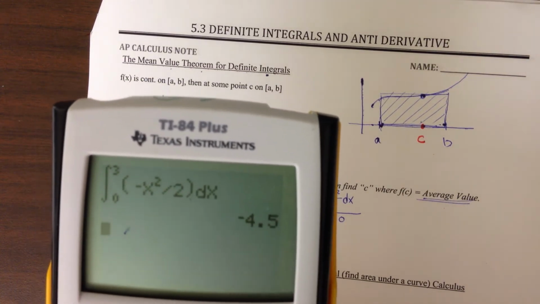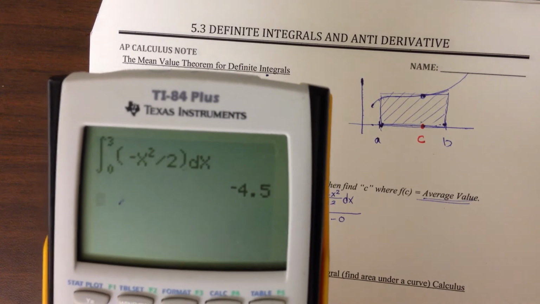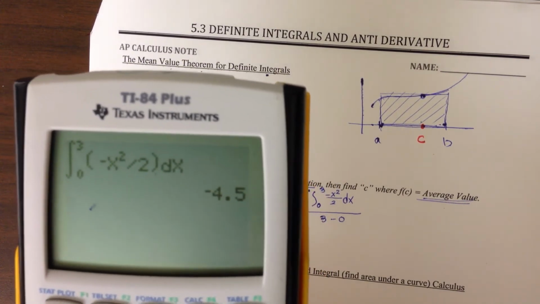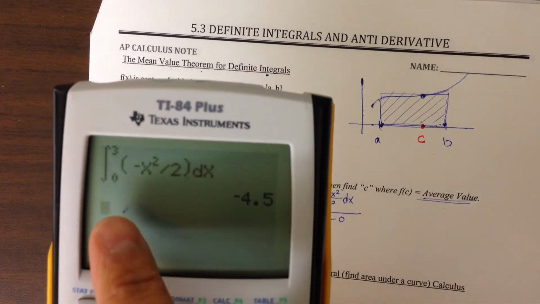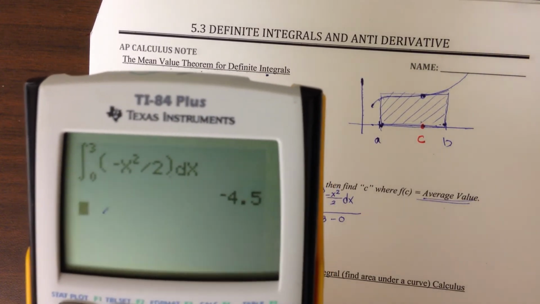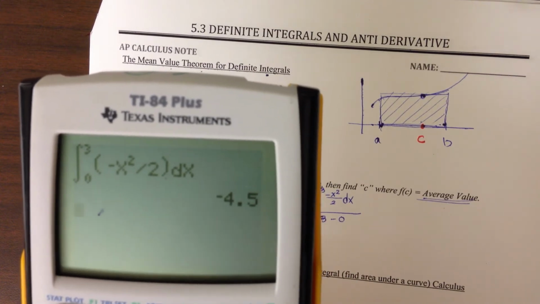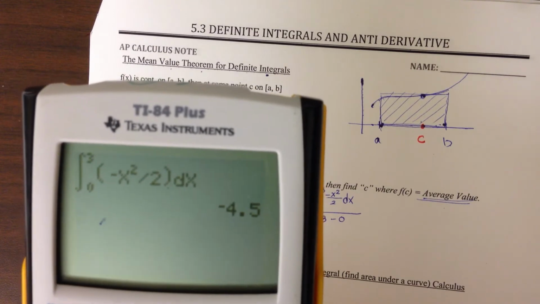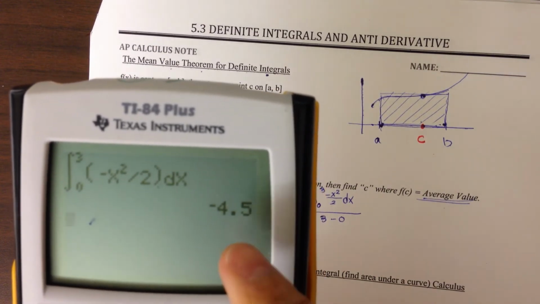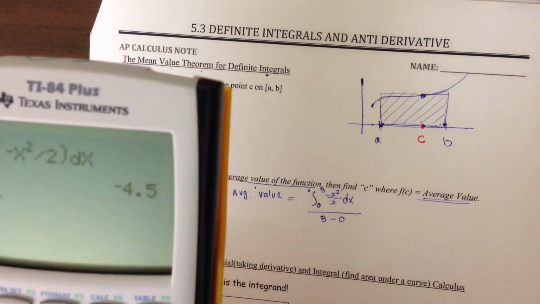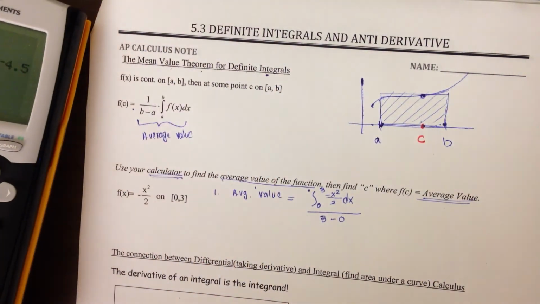Now I keep using the word area, but this integral from now on is just going to be a net value. Unless the problem specifically tells us to find the area, from now on, whenever we evaluate an integral of a function, the value we get is whatever value it comes out to. But if I mention the word area, then you want to change that to a positive number. But for now, that number is just going to be negative 4.5.